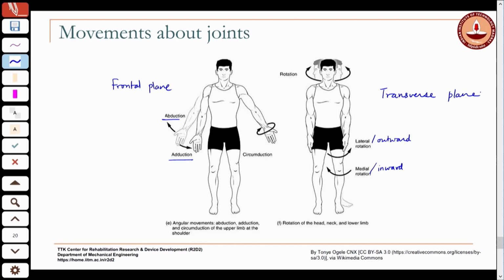So, this was in the frontal plane, and there is a special movement called circumduction, which is actually a combination of flexion extension and abduction adduction. So, say for example, I have my wrist, okay. I can do, this movement is flexion extension.